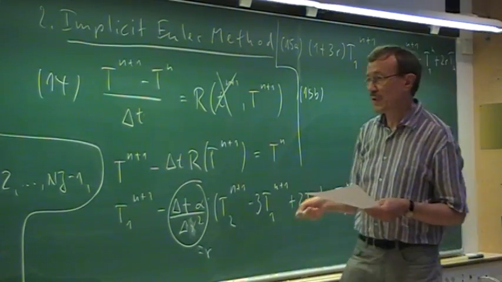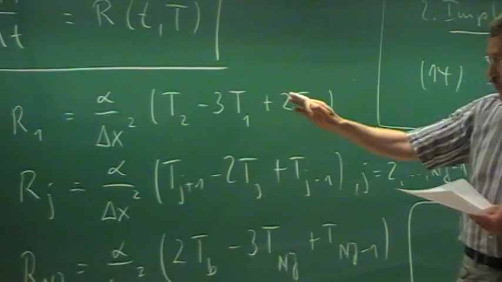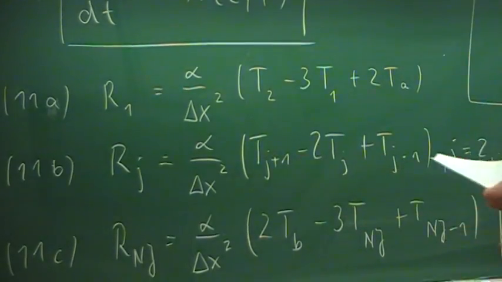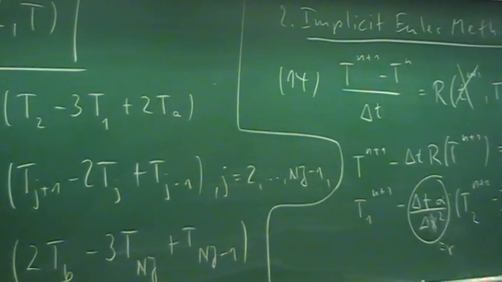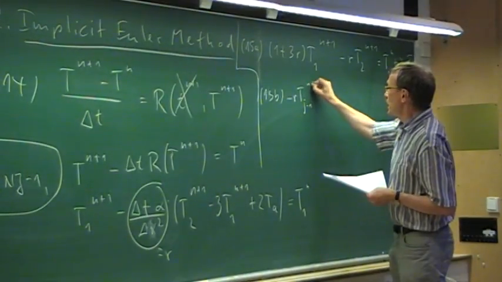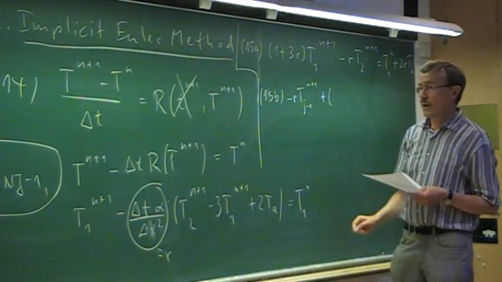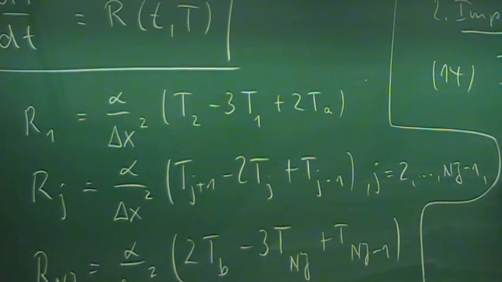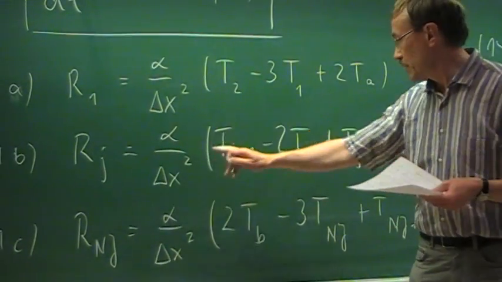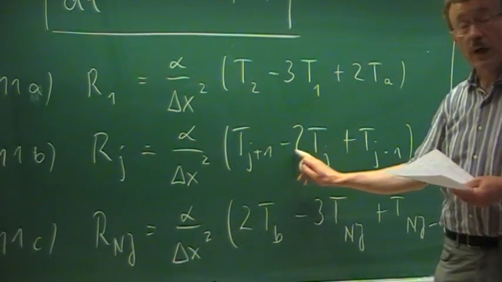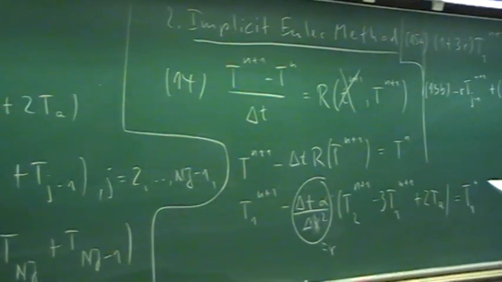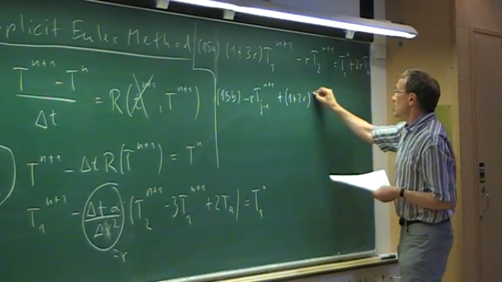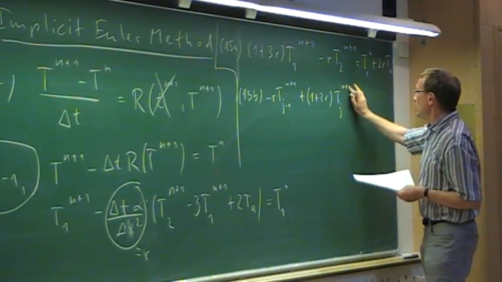You see it here, if that is moved over, it gets a minus, and by multiplying by delta t, we also get the r appearing here, so we get the minus r Tj minus 1 n plus 1, plus, on the diagonal, we get the 1 from here, and times delta t, moved to the right hand side, the minus 2r. And that will be on the right hand side, and it gets a plus. So we'll get plus 2r Tj n plus 1.